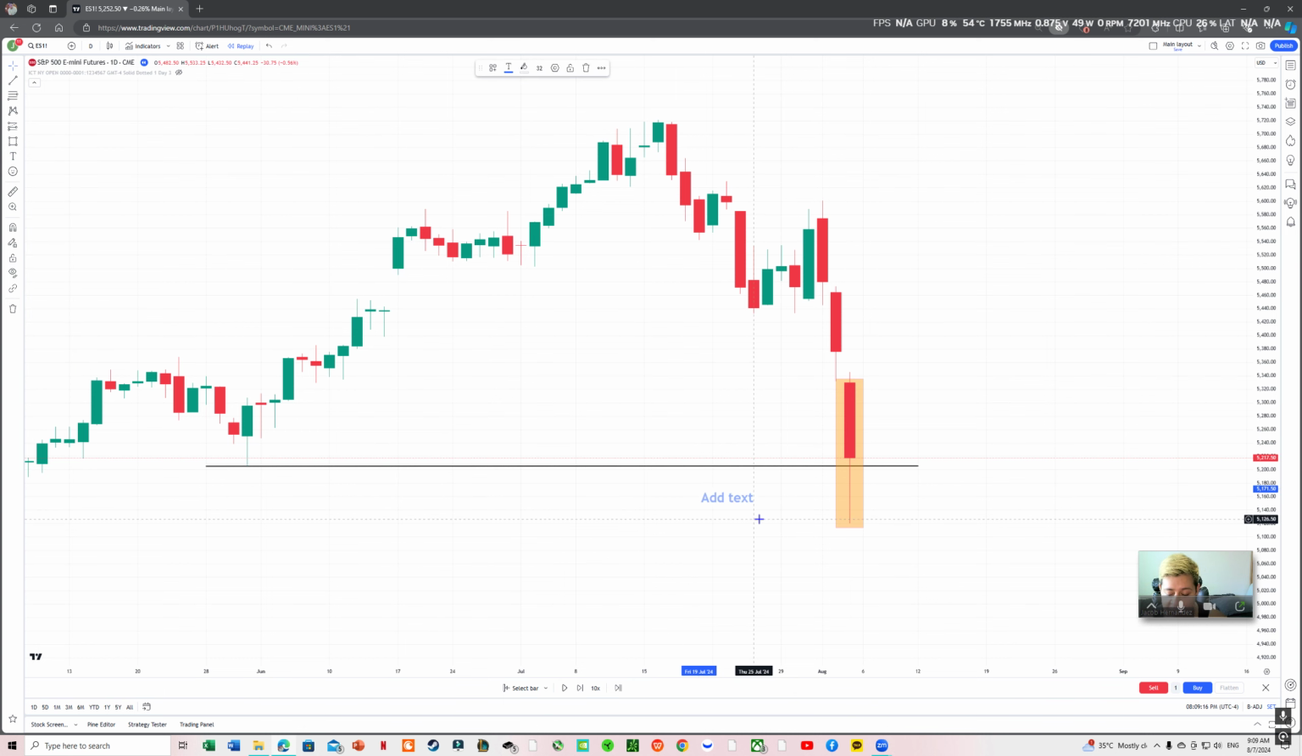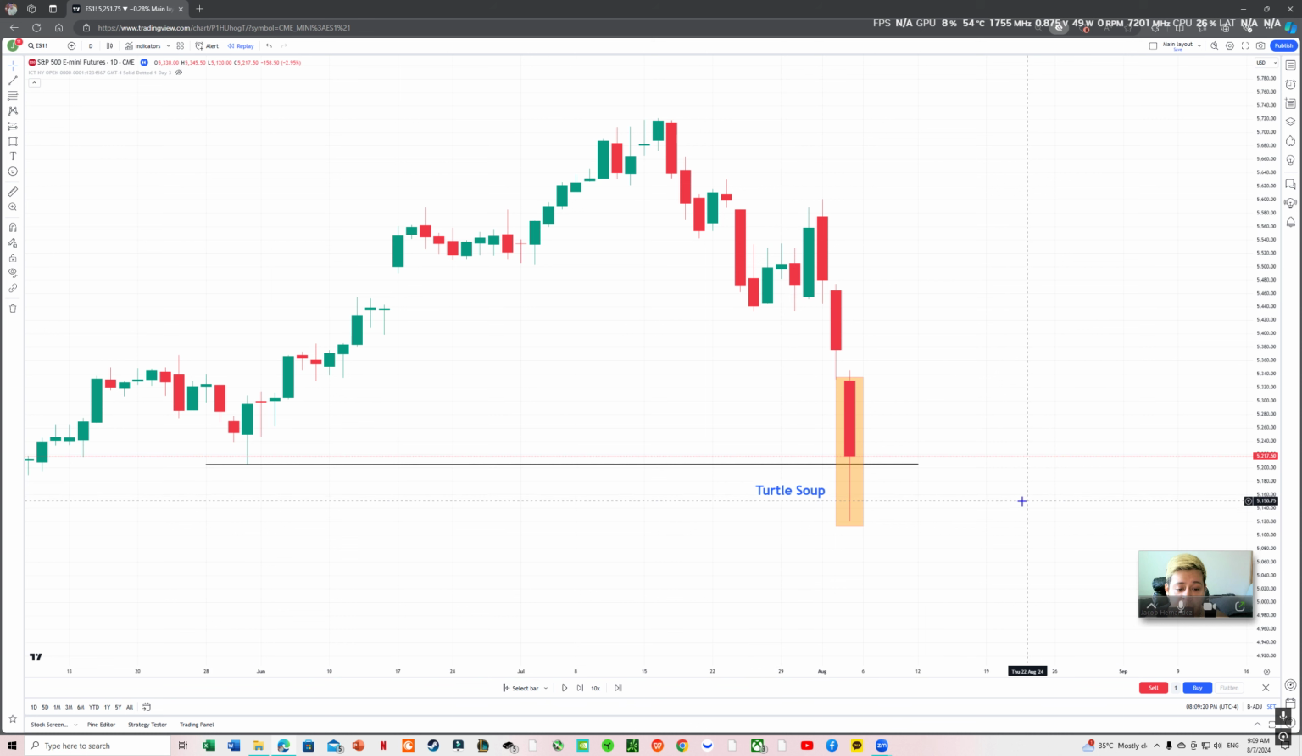This is also known as turtle soup. Okay, this is known as turtle soup. This is one of the most basic concepts of trading. We take out the bottom of orders or the top of orders and we move away.